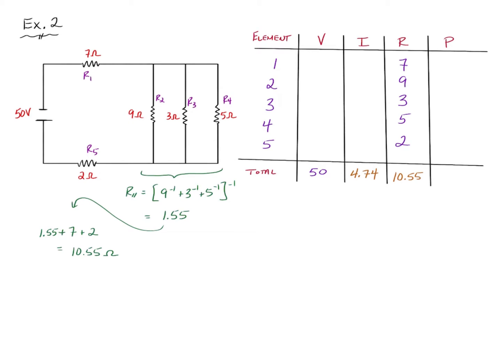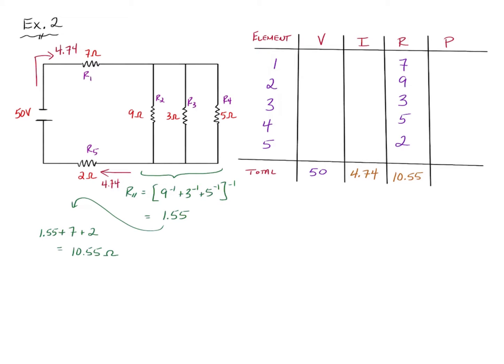Now I recommend that on the diagram itself, you draw little arrows representing that current. So I know 4.74 amps comes out of the negative terminal of the battery and must pass through R1. It's going to split through R2, R3, and R4, but it will come back together and be 4.74 as it passes back to the positive terminal of the battery, therefore passing through the fifth resistor, or the 2 ohm resistor.